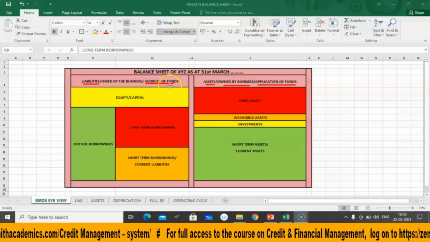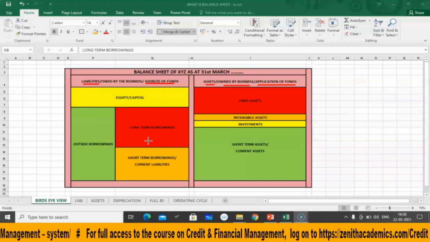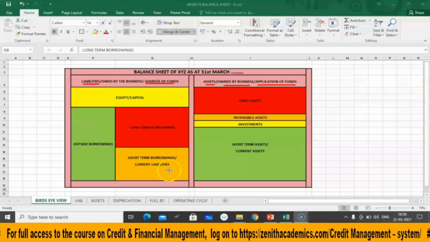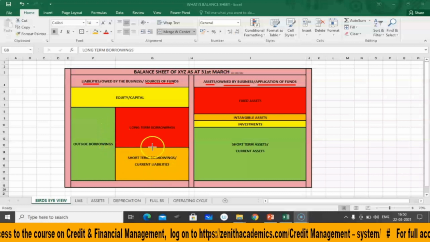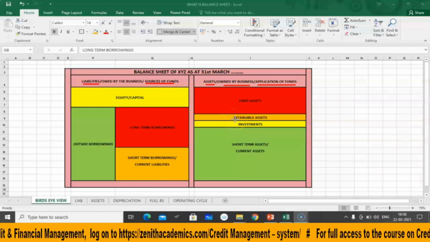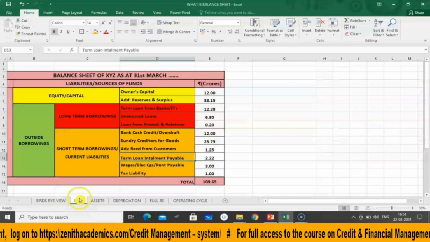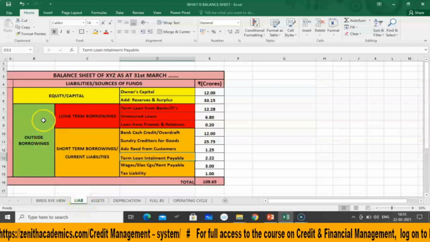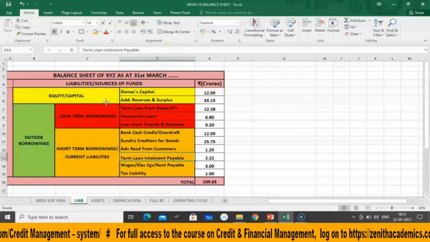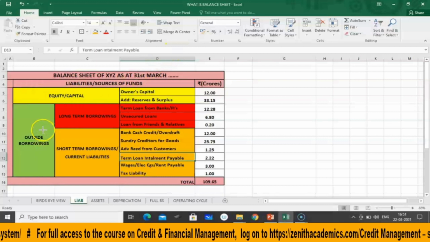For easy understanding, the entire balance sheet can be divided into certain groups designated in colored boxes. On the liability side, we have 2 to 3 boxes, and on the assets, we have 4 boxes. So first, let's look at the liability side of the balance sheet. Now, it can be divided or classified into 2 main groups. The first is the equity or the capital, and the second are the outside borrowing.